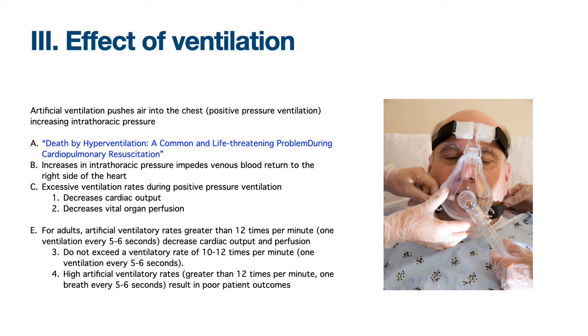For adults, artificial ventilatory rates greater than 12 times per minute, which is 1 ventilation every 5 to 6 seconds, decrease cardiac output and perfusion. Do not exceed a ventilatory rate of 10 to 12 times per minute, which again is 1 ventilation every 5 to 6 seconds. High artificial ventilatory rates, which is greater than 12 times per minute, result in poor patient outcomes.